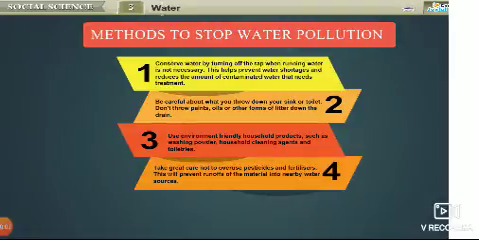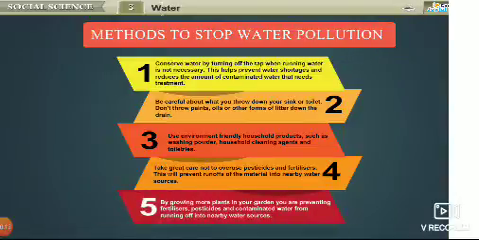Take great care not to overuse pesticides and fertilizers. This will prevent runoffs of the material into nearby water sources. By growing more plants in your garden, you are preventing fertilizers, pesticides, and contaminated water from running off into nearby water sources.